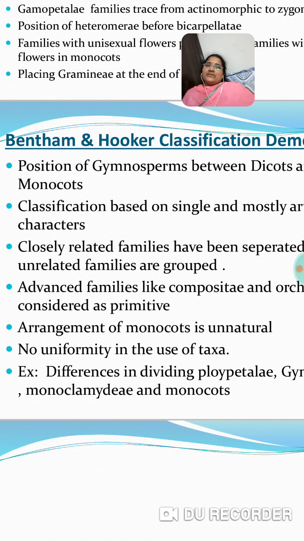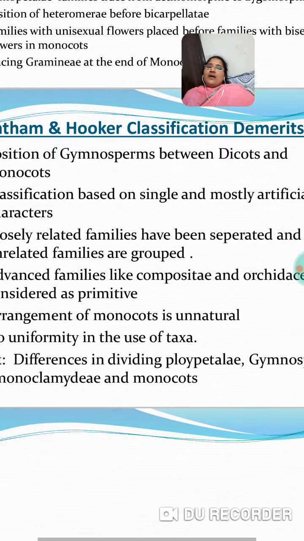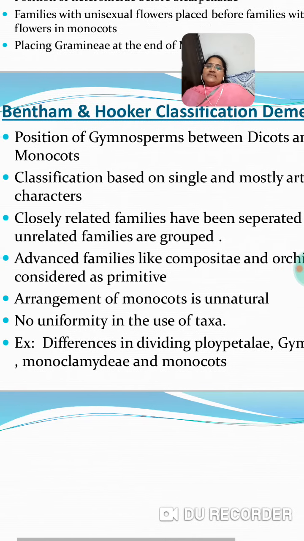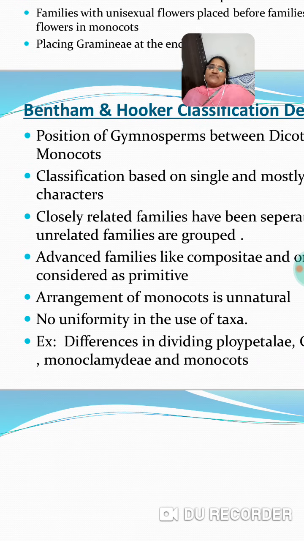Now, in the Bentham and Hooker system of classification, some closely related families are separated and some distant families are grouped closely. So that is another demerit: unrelated families are grouped and related families are separated. Coming to the next one, there are some advanced families like Compositae, the Asteraceae family, and the Orchidaceae family. These advanced families are considered primitive according to Bentham and Hooker. So that is a demerit.